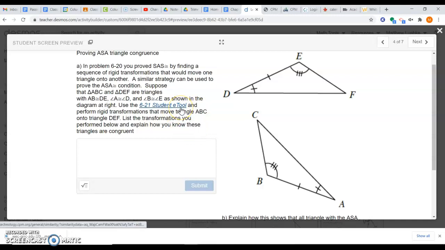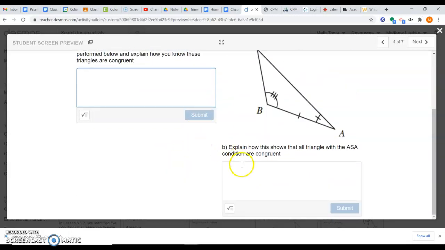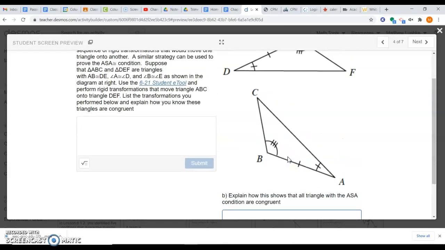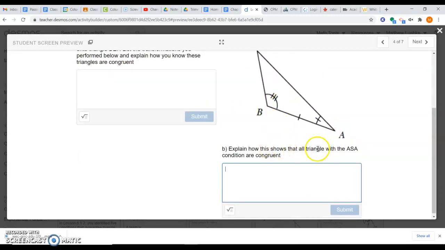Now you're going to use the student e-tool and perform rigid transformations that move the triangle ABC onto DEF. And then you're going to list the transformations you used and explain how this shows that the triangles must be congruent. Okay? And then I want you to explain how this shows that all triangles, and think about this too when you answer this question, how generic this triangle is with no side lengths. But then explain how this shows that all angle-side-angle conditions are congruent.